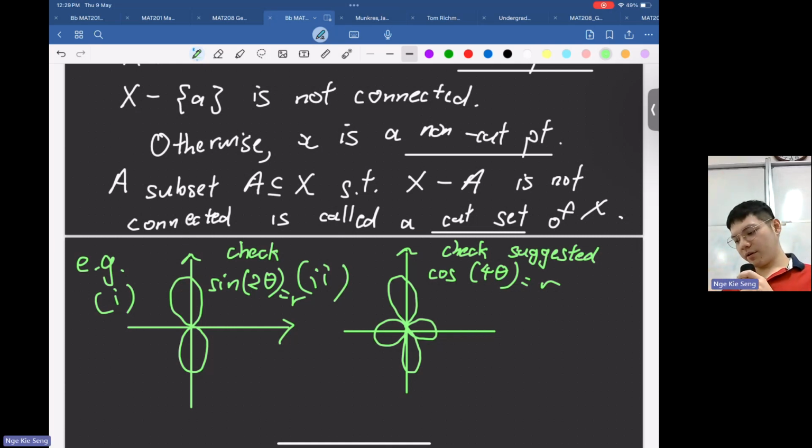But the cut point is the point that is common to. Later we will say that these are all the connected components. Okay, later we will introduce this word. But we will see this example again.